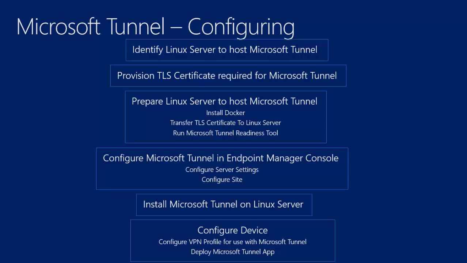We're going to prepare our Linux server to host Microsoft Tunnel. That means we're going to load some prereqs on it. We're going to install Docker. We're going to transfer the TLS certificate file we create to the Linux server. We're going to run through a readiness assessment with the readiness tool.